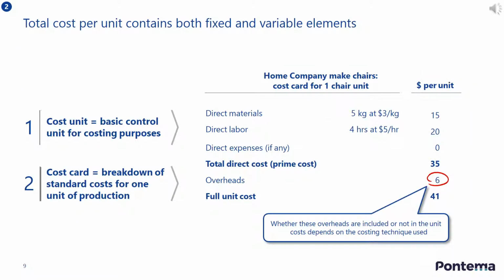In this next section, I'd like to turn your attention to the three main costing techniques. But before you do, let's look at the end game here, which is to estimate the costs for 1 unit of production. How costs are allocated to 1 unit of production depends on the costing technique you use. For example, unit overheads are included in some costing techniques, but not others.